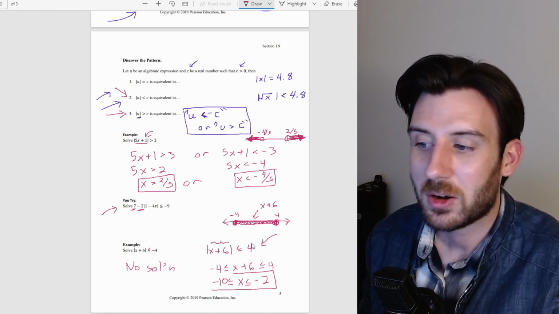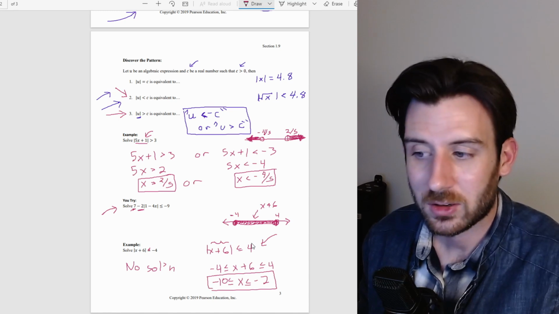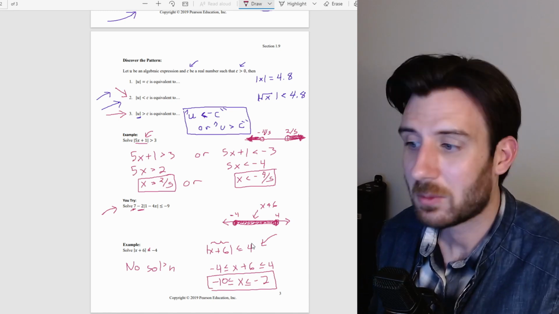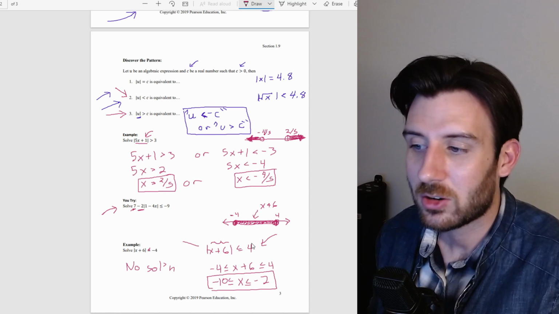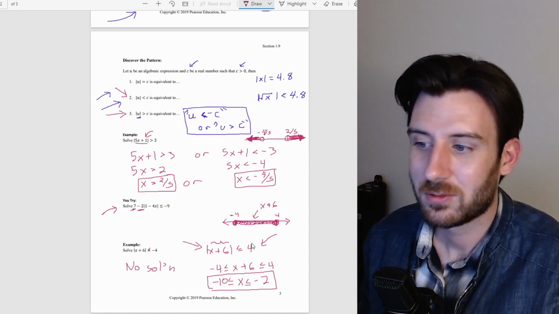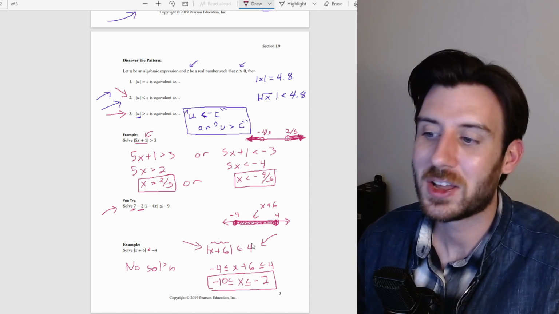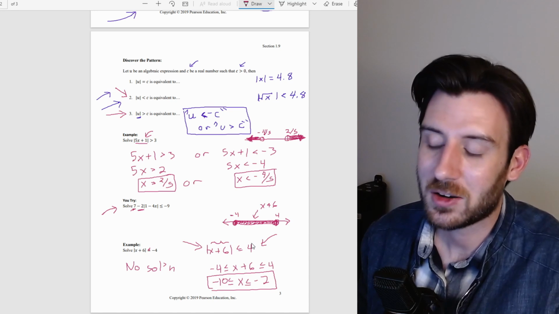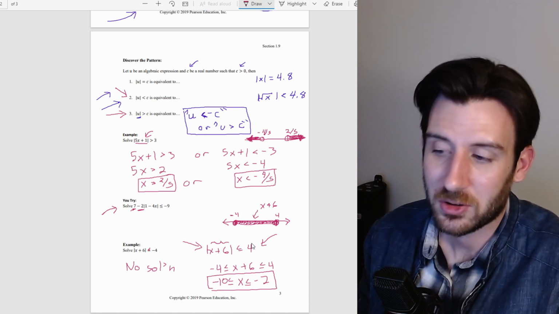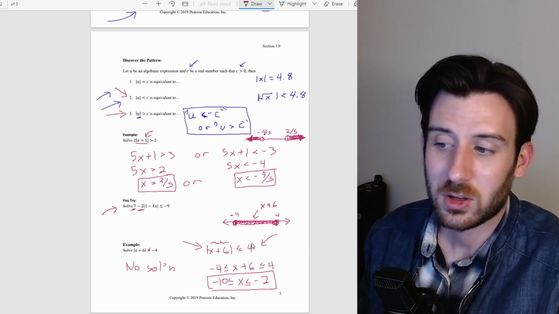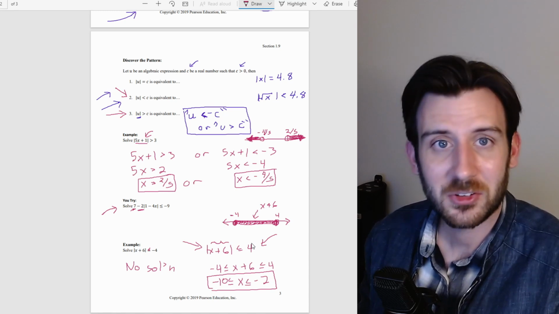And I want you to take a moment and try that out. Choose any number you'd like in here, maybe -5, maybe -8, and try to throw it into this equation. You tell me if it works. I'll choose my own. I'll choose -3. So if I put -3 in here, -3 plus 6 would be +3, and the absolute value of +3 is 3, and it is in fact less than or equal to 4.